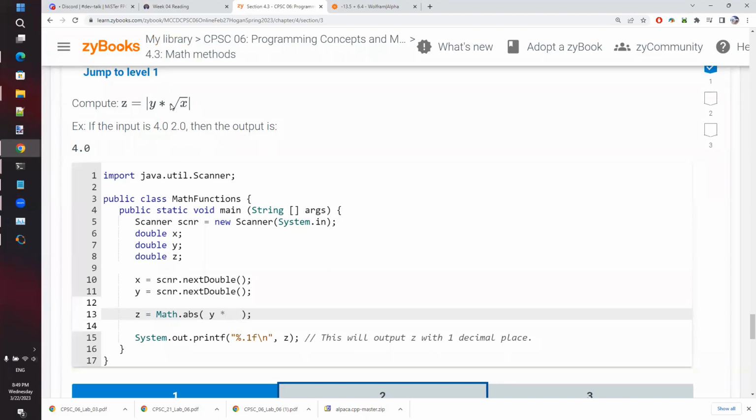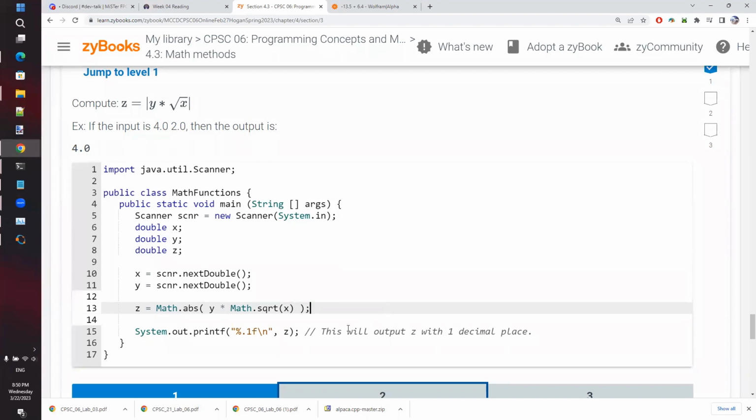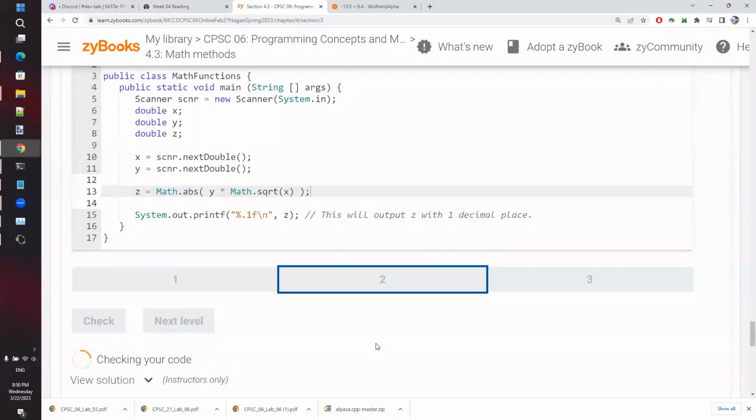And then we have a square root of x. How do we get a square root of x? That's another math function. It's Math.sqrt, so Math.sqrt(x). So there you go. Got a couple extra spaces, but that's it. And that's all it's looking for.